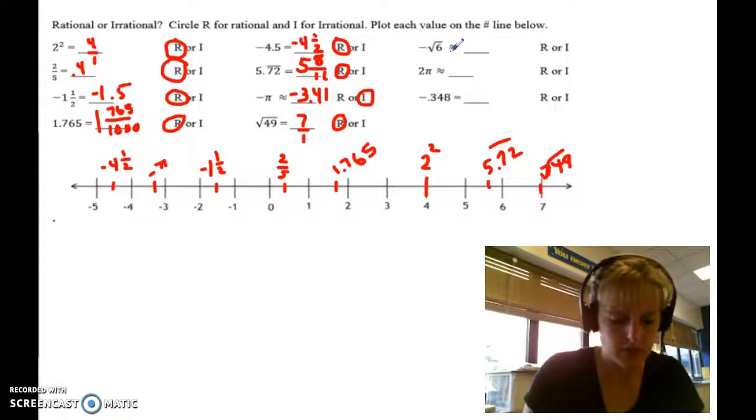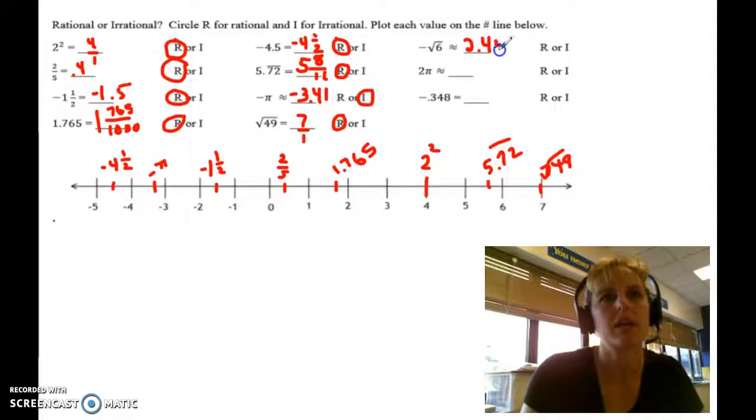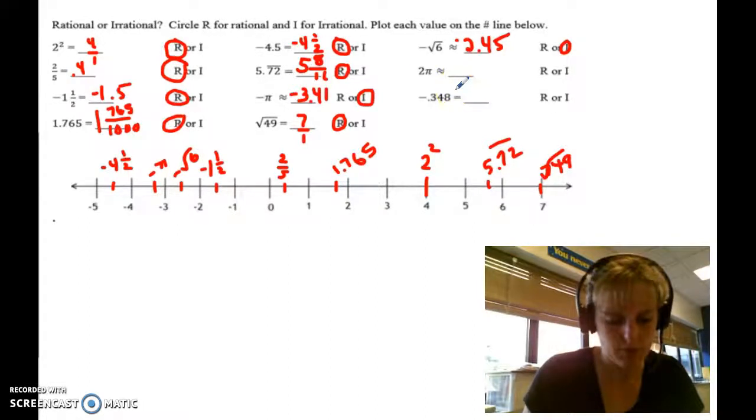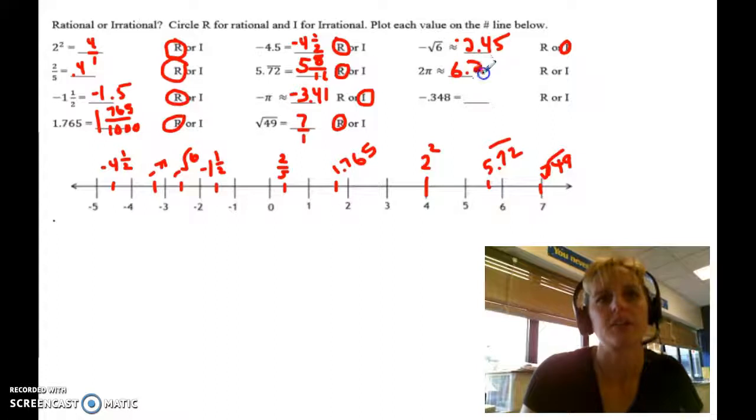Negative square root of 6. The square root of 6, remember, is about 2.45. So because it's negative and the decimal value continues forever and ever, it's going to be irrational. So negative square root of 6 is going to fit about here. 2pi would be 2 times the value of pi. That's approximately 6.28, but it will not give us an exact value because the decimal continues forever and ever, so it's irrational. 6.28 is about here.